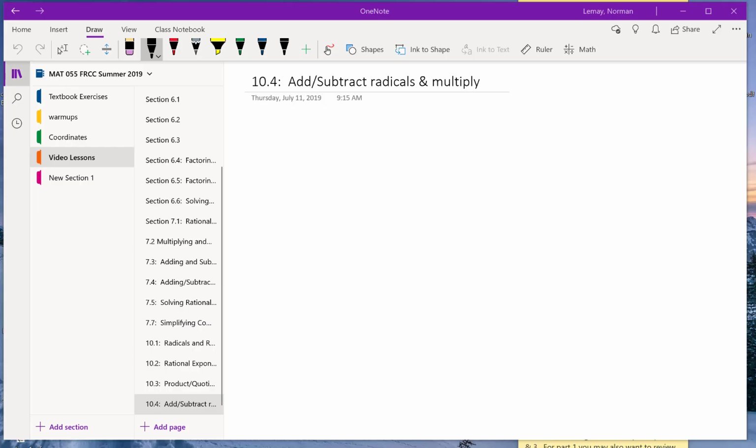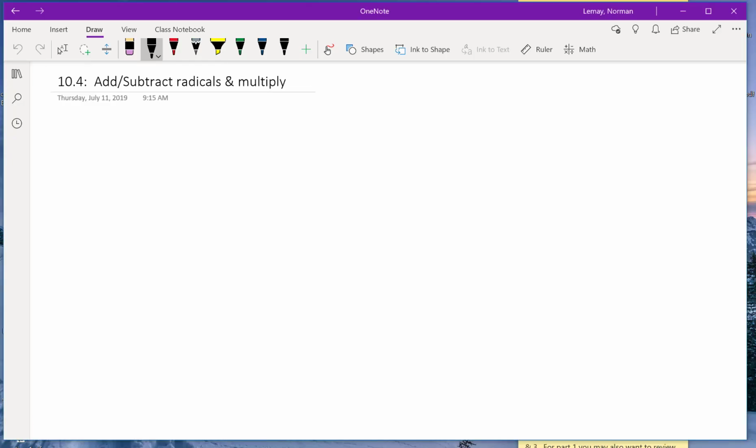Hello everyone, and welcome to the video on how to add and subtract radicals. And here we're going to talk about multiplying radicals, not like what we talked about in a previous video, but this one's going to be more of a distribution over addition and subtraction, a little bit of foiling and stuff like that. So let's go ahead and talk about how to add and subtract radicals.